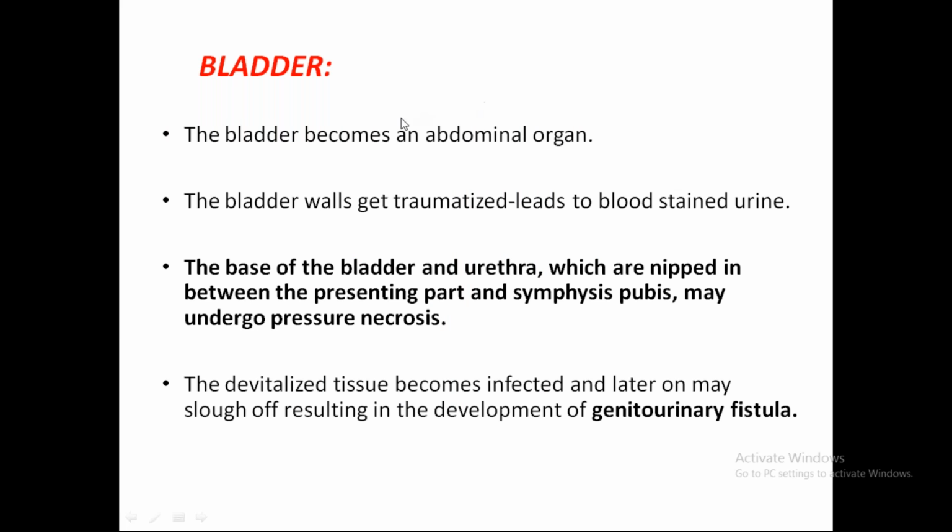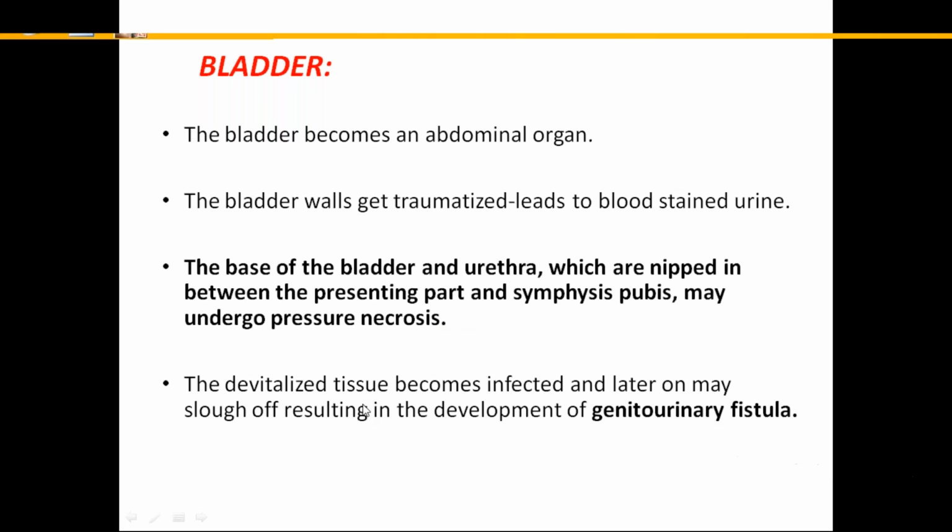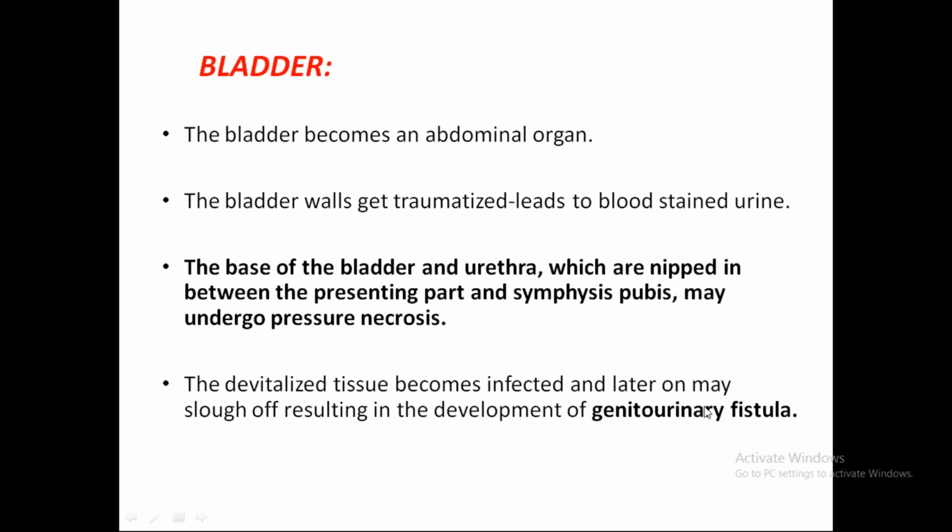Not only that, the bladder will become an abdominal organ. The bladder walls are ready to be traumatized, leading to blood-stained urine. The presenting part of the fetus will compress the bladder base. The bladder will get compressed between the presenting part and the symphysis pubis. Whenever there is compression or obstruction to the bladder, what will happen? There will be pressure necrosis. This pressure necrosis will slough off at a later point and they will develop a genitourinary fistula.